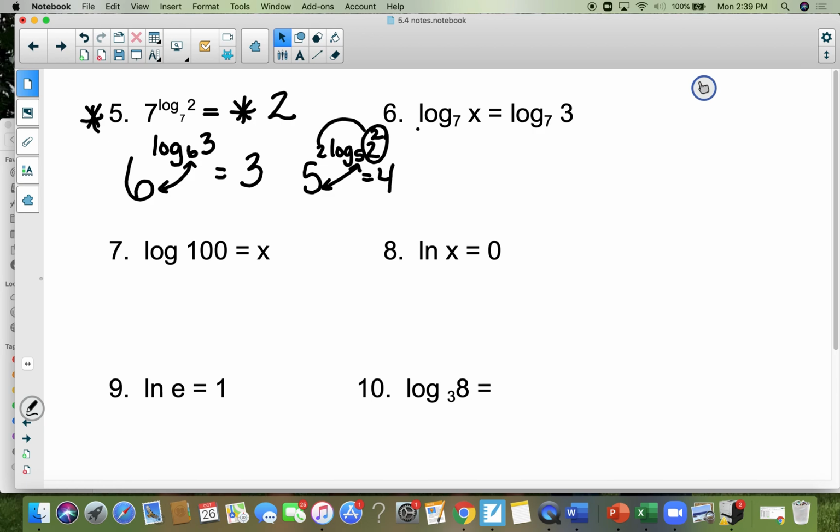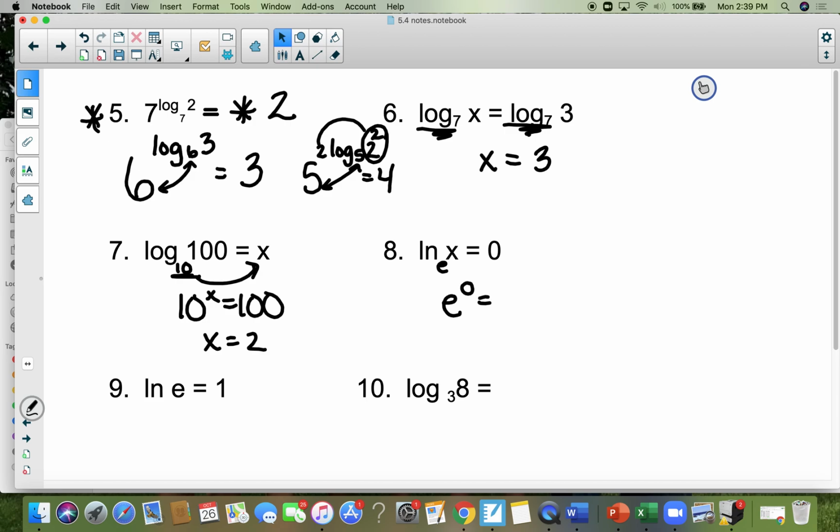Okay, this one, the log of both sides are both log of 7, so x must equal 3. If there is no base number, it's understood as a 10. So 10 to the x equals 100. 10 to the second equals 100. And now the last three, 8, 9, and 10, natural log are base e. So it's e to the 0 equals x. X equals 1, because anything raised to the 0 power is 1.